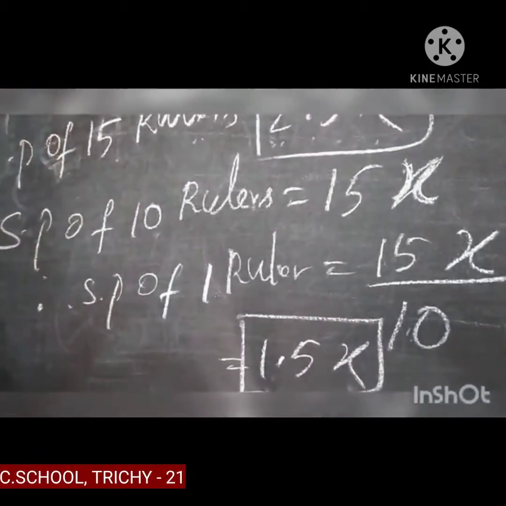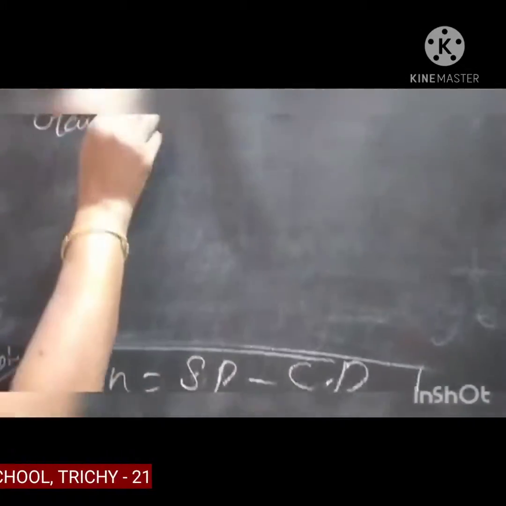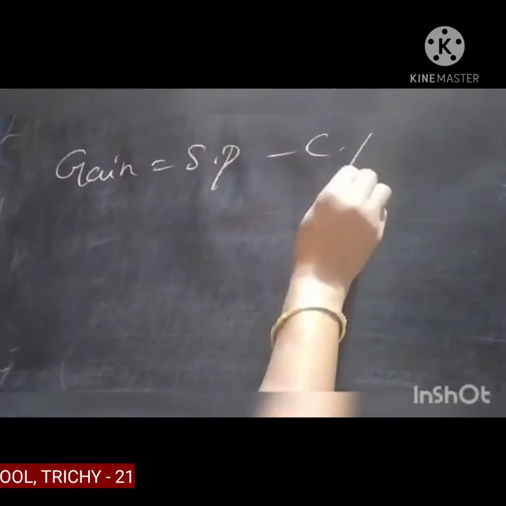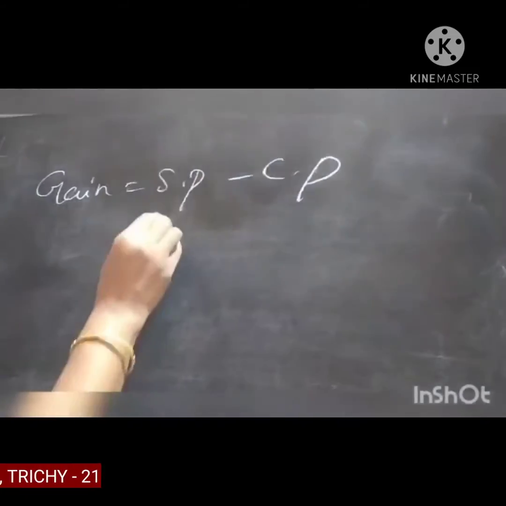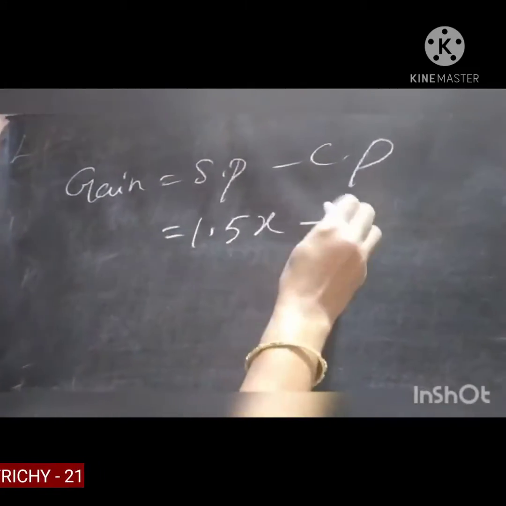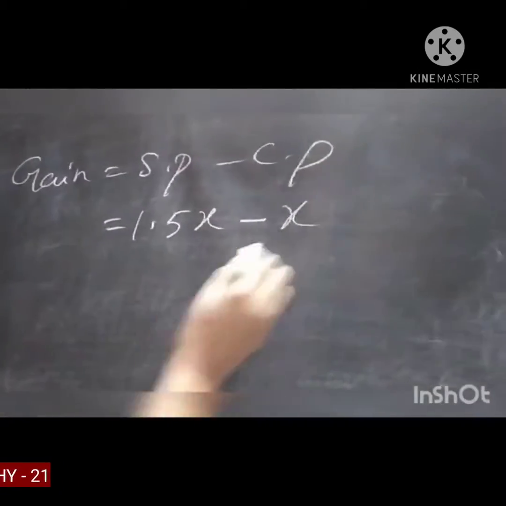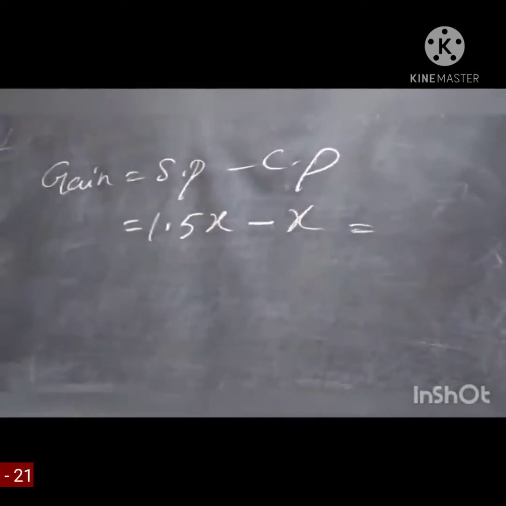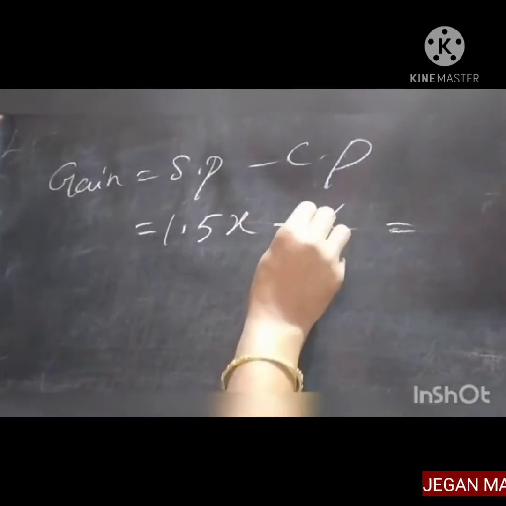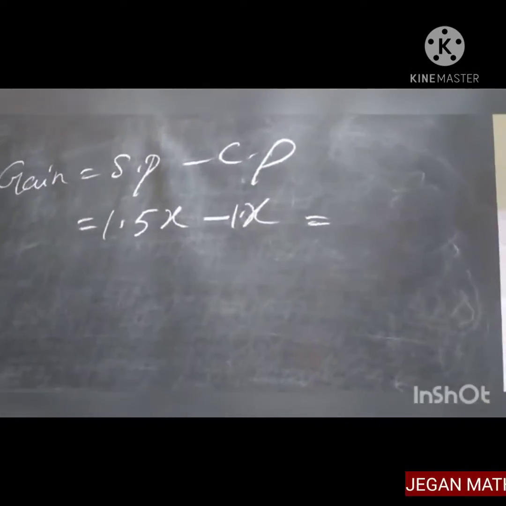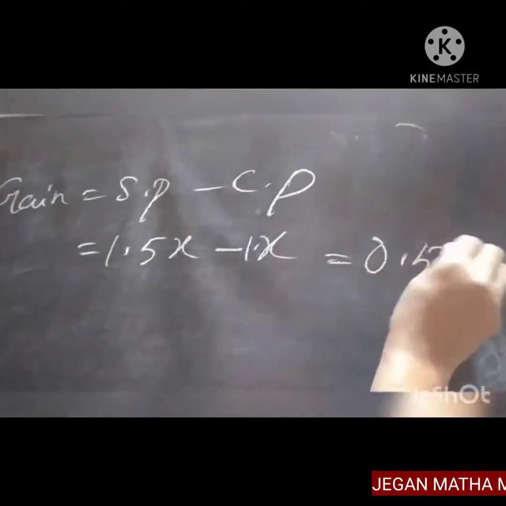Now we have to find out the gain. Gain equals SP minus CP. SP of one ruler equals 1.5X minus CP of one ruler, already we finished, rupees X. So 1.5X minus 1X, that is understood. Here where there is no number, it is understood as 1X. So you subtract, and the answer is 0.5X.